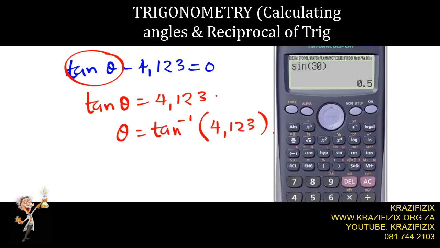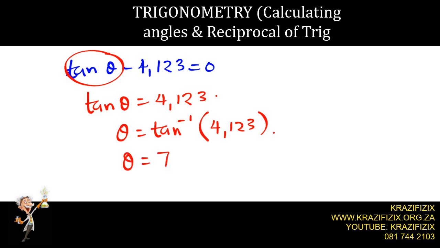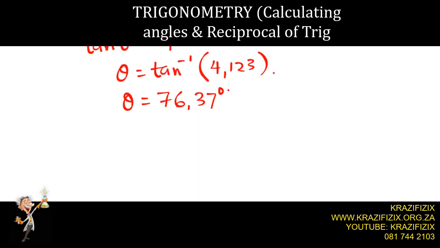Again, we go to our calculator. This time around it is shift tan, 4,123. And what is our answer? 76,37 degrees. So theta is 76,37 degrees. Okay, let's do so many examples. We're going to do another one just now.